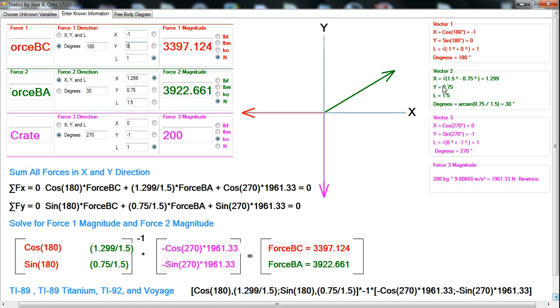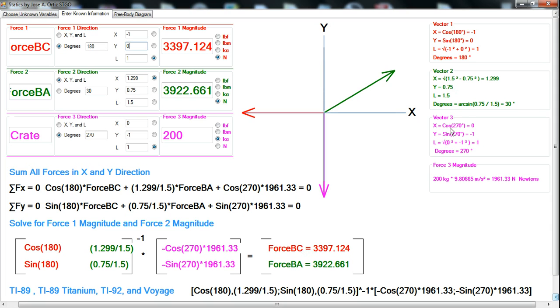For vector 2, if you want to calculate the x, you can do so. It's 1.5 square minus 0.75 square. That gives you 1.29, and y is given 0.75, length is 1.5, and the degrees can be calculated as follows. This is the arc sine of 0.75 divided by 1.5, which is 30 degrees.